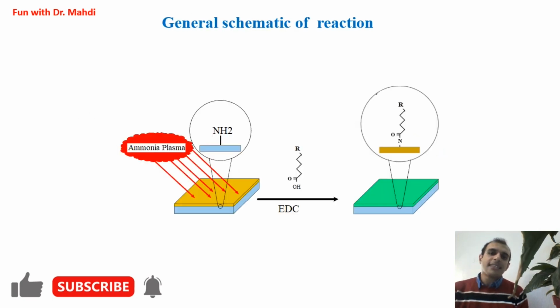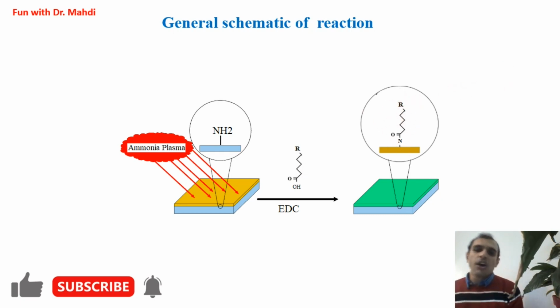Here in this slide, you can see a general schematic for doing this reaction. Again, we need to cover the surface with amine. For this purpose, we need to use a plasma, and we need to use ammonia plasma. And after again 2 minutes, we will have a lot of amine on the surface. In the next step, we need to dissolve our compound in desired solvent and immerse the substrate in this solution and leave it for 1 hour. And after washing, now we will have our compound on the surface.